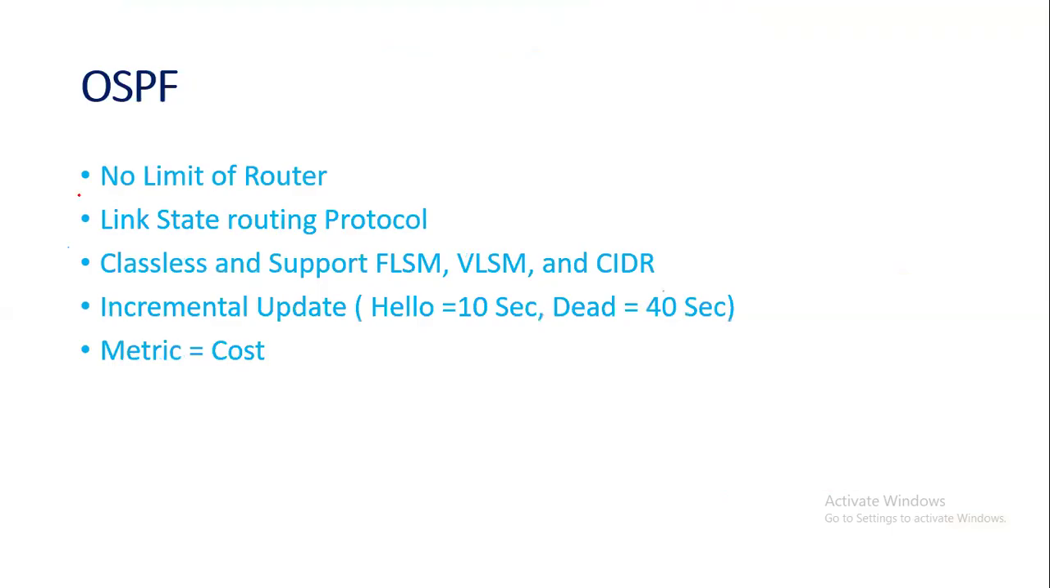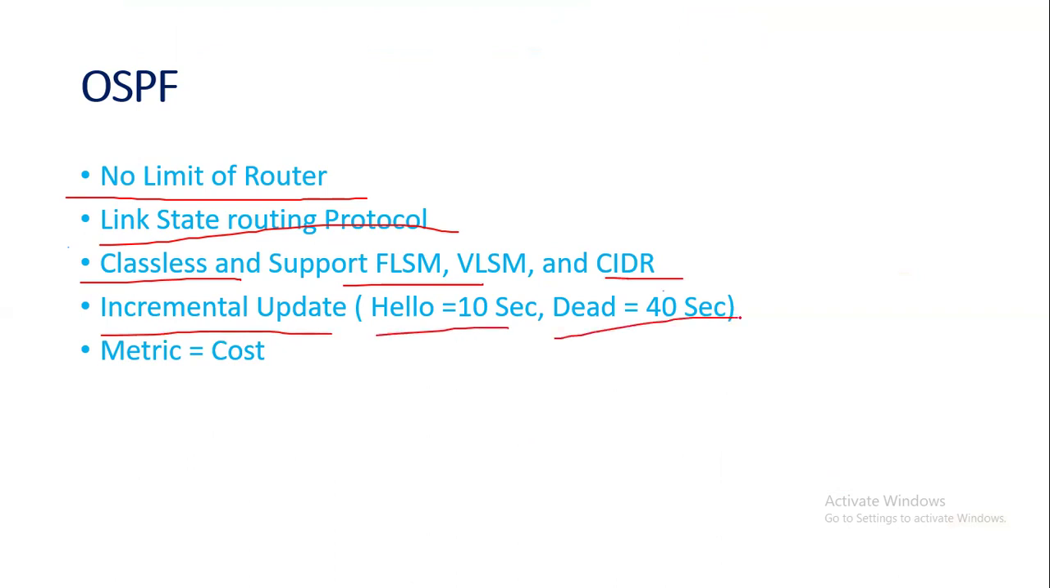Next, as already mentioned, there is no limit for routers. It is a link-state routing protocol. It supports classless routing, VLSM (variable length subnet mask) and CIDR also, and incremental updates. Hello is 10 seconds, dead is 40 seconds. After 40 seconds, if they do not get a reply, the neighbor is considered down. The metric is cost, that means 10 raised to 8 divided by the bandwidth, and we can define the bandwidth for the interface as well.